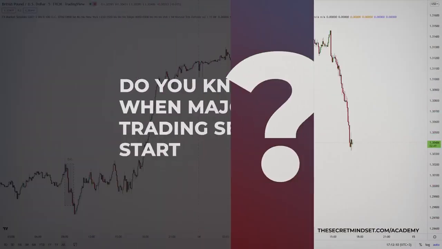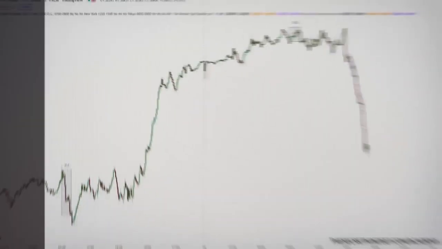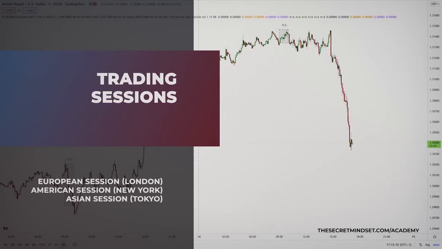For this day trading strategy, it's essential to know the opening and closing times of the various trading sessions, and depending on where you are in the world, days and times may differ. The trading day consists of multiple sessions: the European session, the American session, and the Asian session, or London, New York, and the sessions in Tokyo and Sydney.